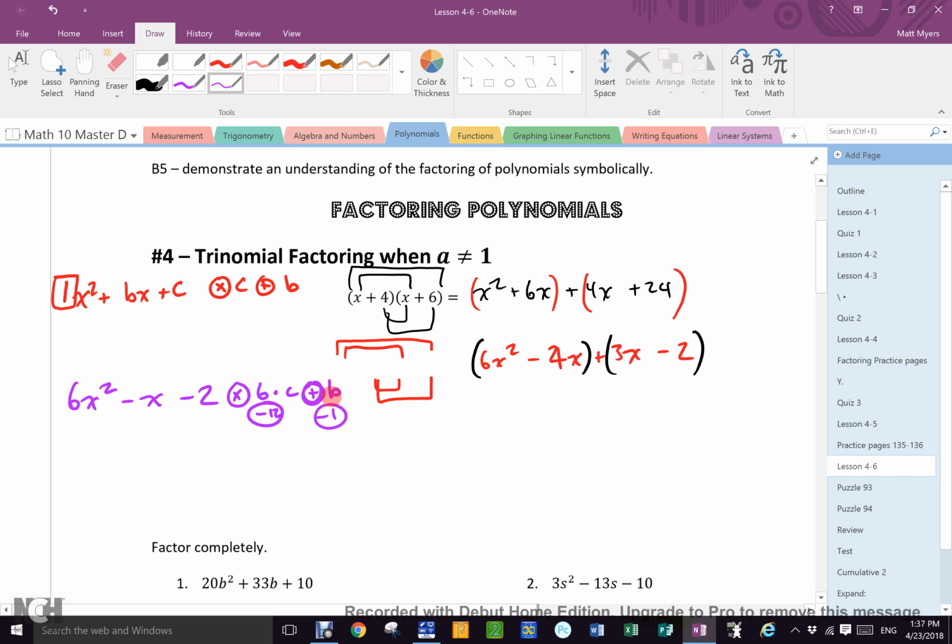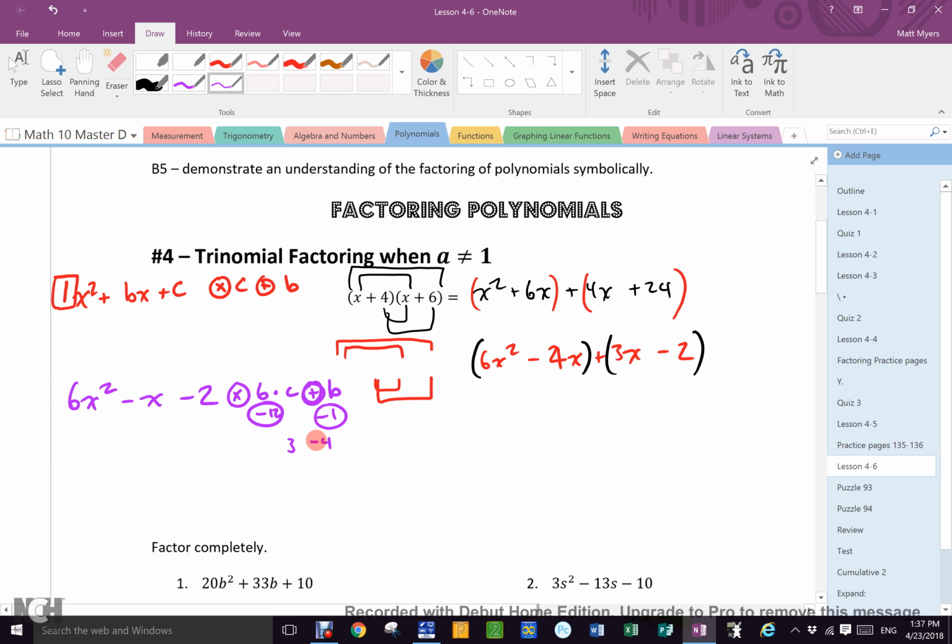So what are those numbers? Is it 1 and 12? No, because 1 and 12 will get me 13 or 11, not negative 1. Is it 2 and 6? No, because that'll get me 4 or 8. Is it 3 and 4? Yes. So we know this is going to be 3 and 4. Which one of those gets me to negative 1? Positive 3, negative 4. Everyone agree?